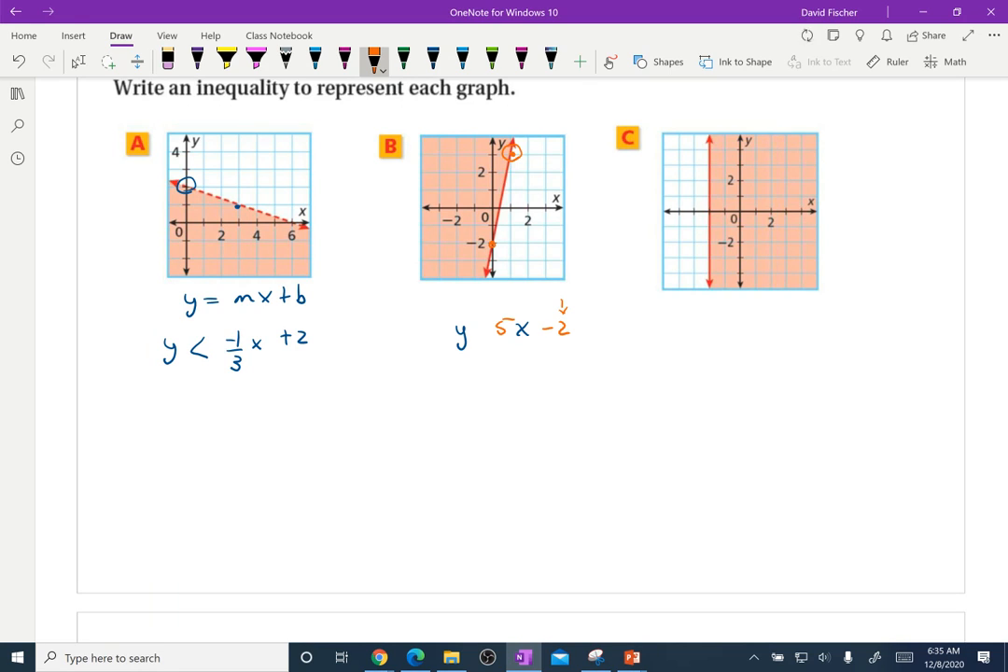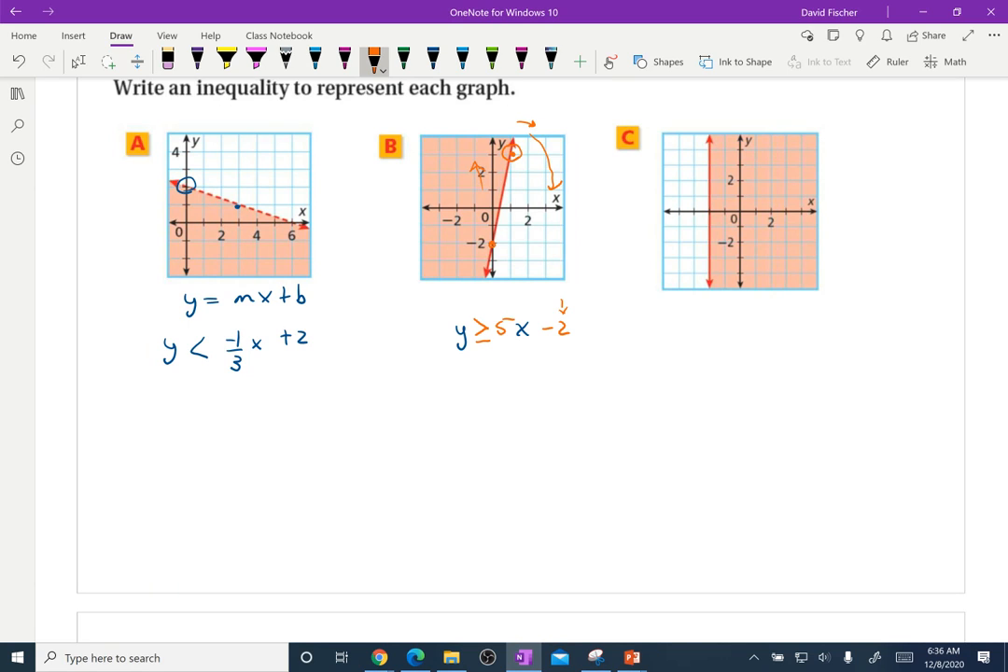Now, this one's kind of what I'm talking about. Sometimes it's hard to say if this is above or below. This line is kind of leaning to the right. And so if I continued turning that to the right, I would see that above it is shaded in. So I want a greater than, and I want the or equal to sign.